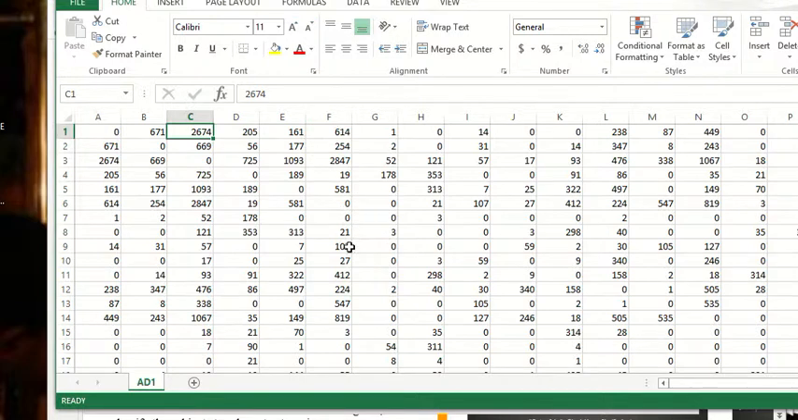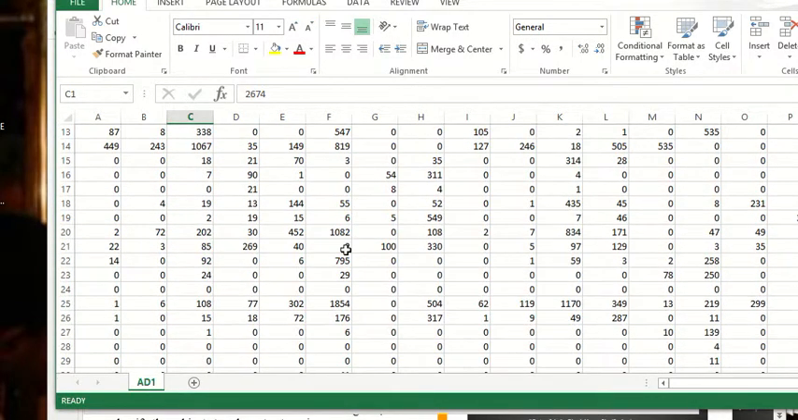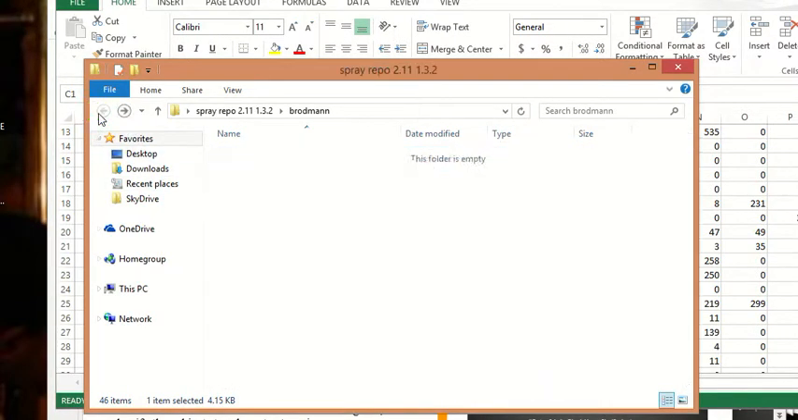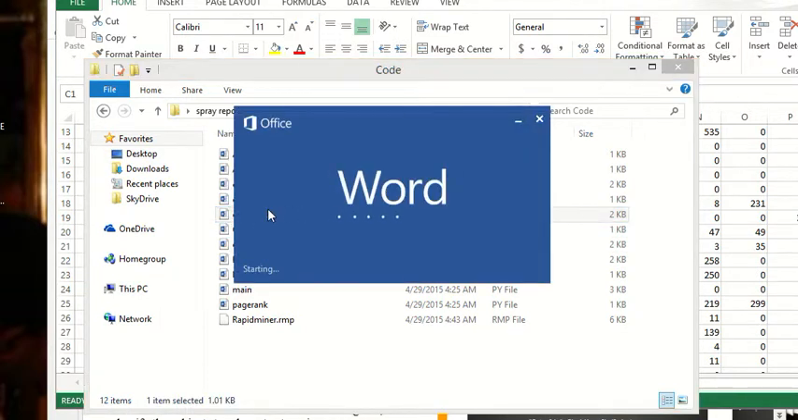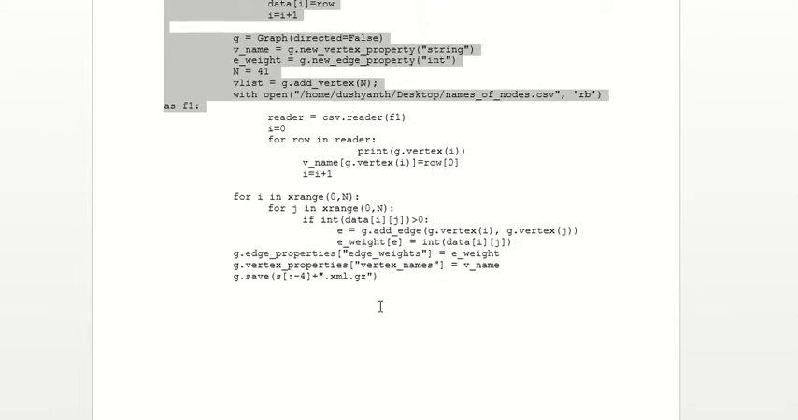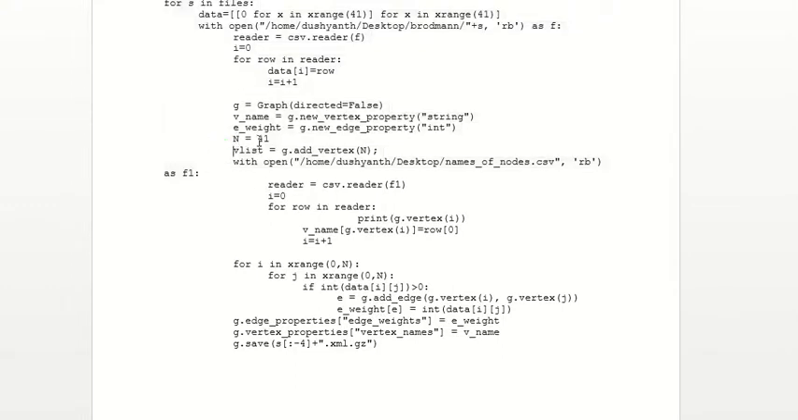Once this data was processed, I used a graph tool to convert the connectivity matrix into a graph, where each brain region was represented as a node and the edge represents the connectivity between these brain regions. So I used graph-tool. There's a create graph code in order to convert the connectivity matrix to a graph. I have coded it using Python. There are a total of 41 vertices.